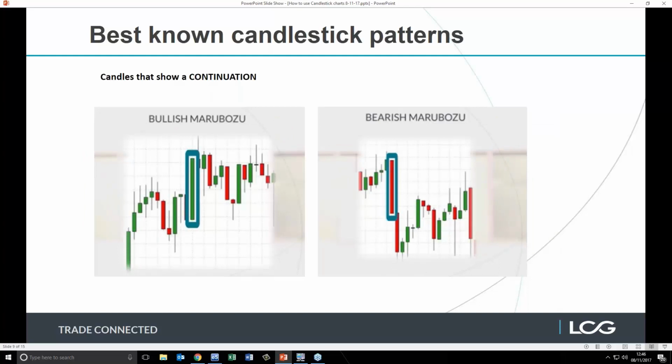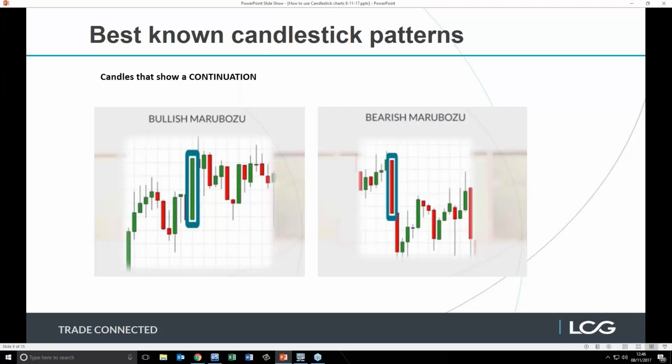Now again, there's quite a few of these continuation patterns, but I just wanted to focus on a very basic one, which is, well, I'm probably going to butcher the name, the Marubozu. Does anyone else want to try and phonetically spell how they would pronounce that? But let's not dwell on it too much.